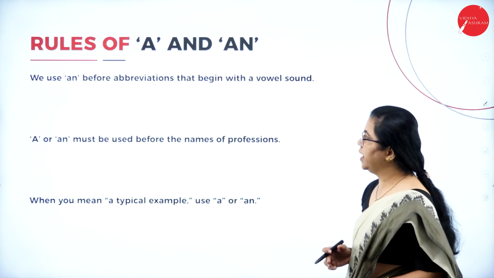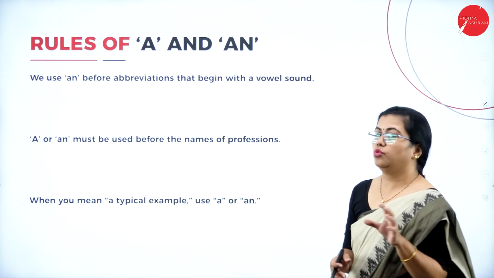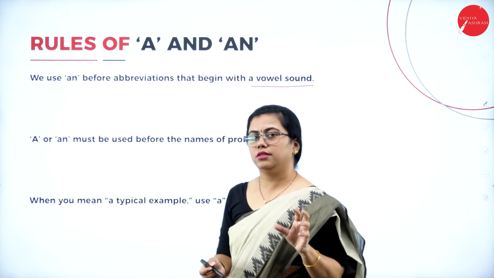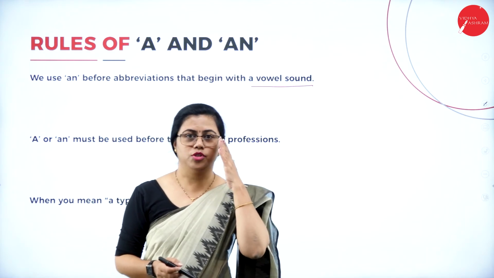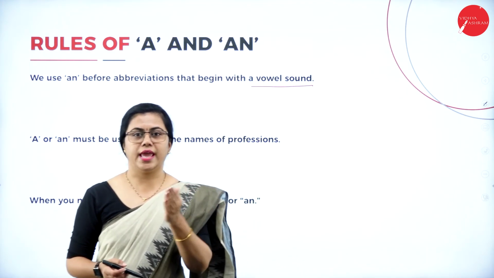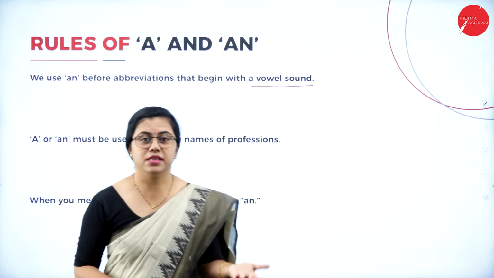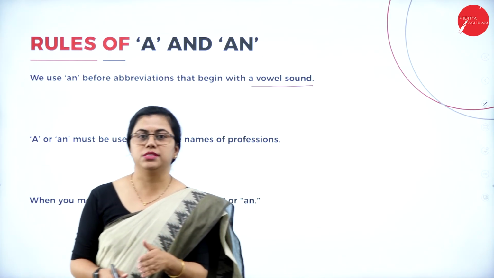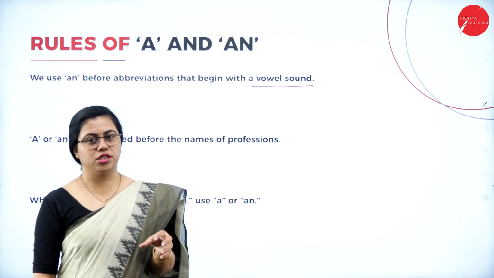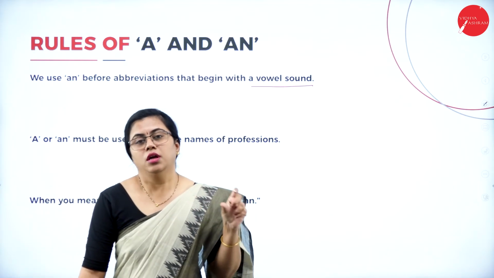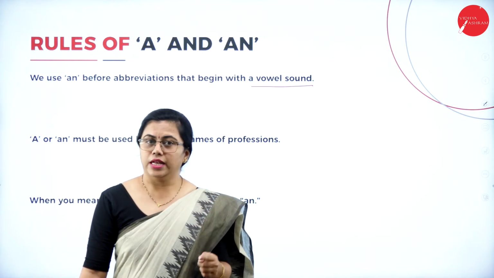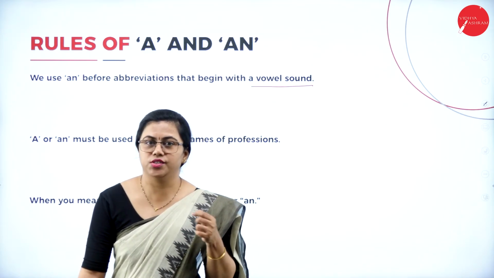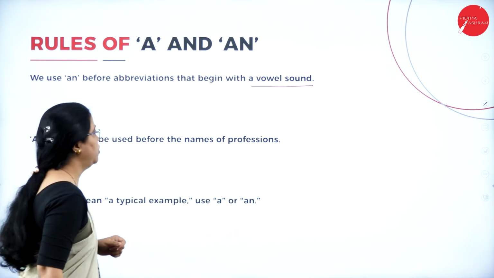Next, where else do you use an? Whenever you have abbreviations that begin with a vowel sound. What are abbreviations? They are short forms. Suppose for Supreme Court, you say SC. For BBC, that is British Broadcasting Corporation, you use BBC. So they are all short forms, abbreviations. Whenever you use abbreviations, you have to use an if the abbreviation starts with a vowel sound. Let us see a few examples here.